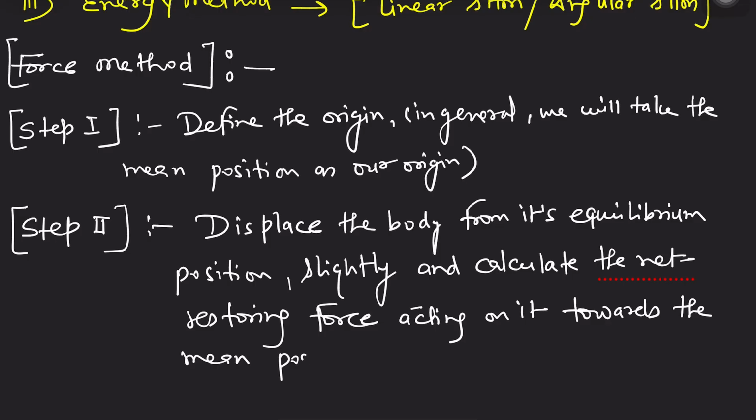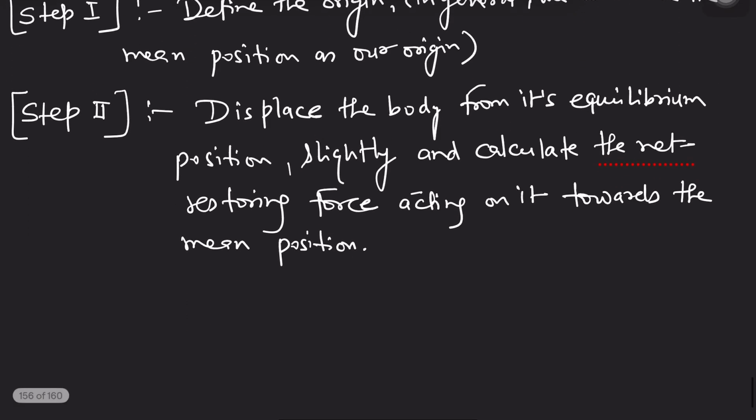So guys, we have to displace the body along the path where we can have that restoring force. You will get that idea automatically, and then we will see what restoring force we are getting in that direction, which is trying to bring the body towards the mean position. So that is the second thing.